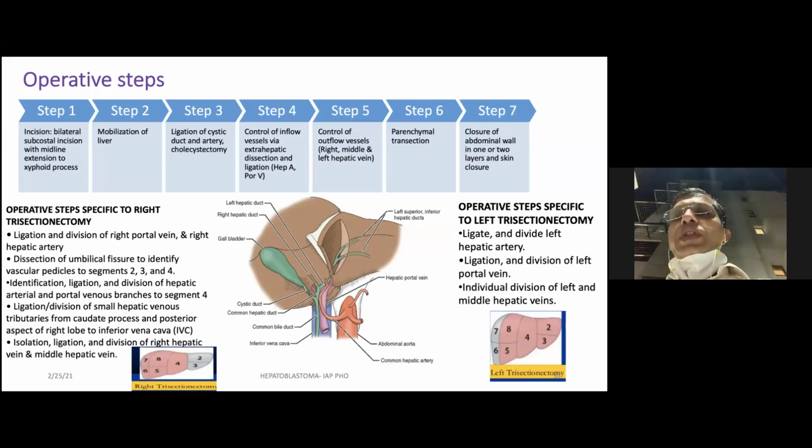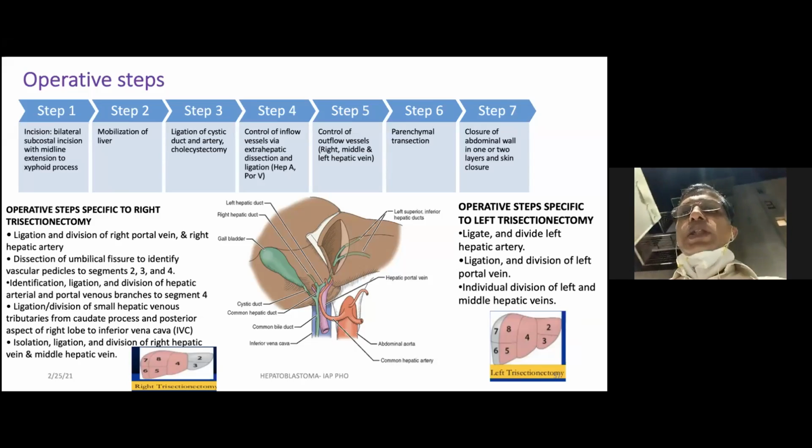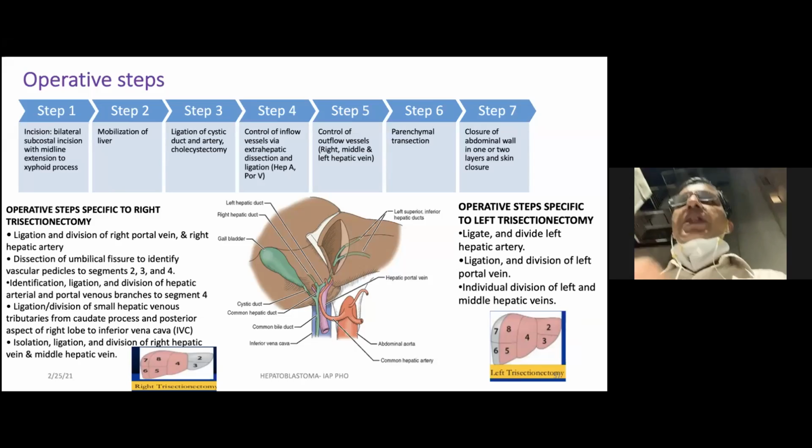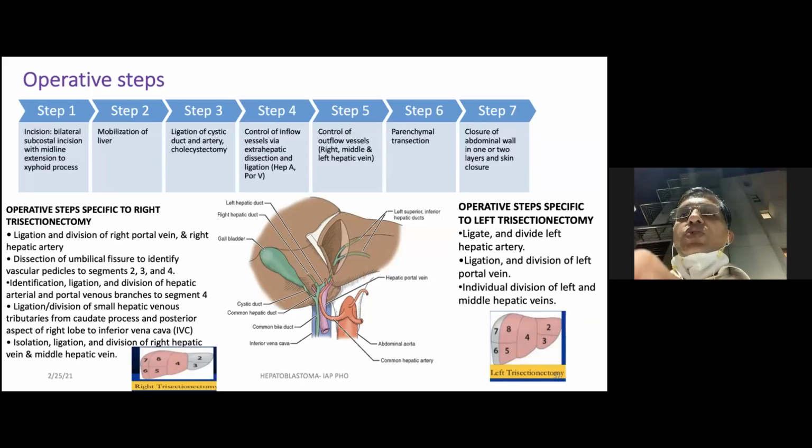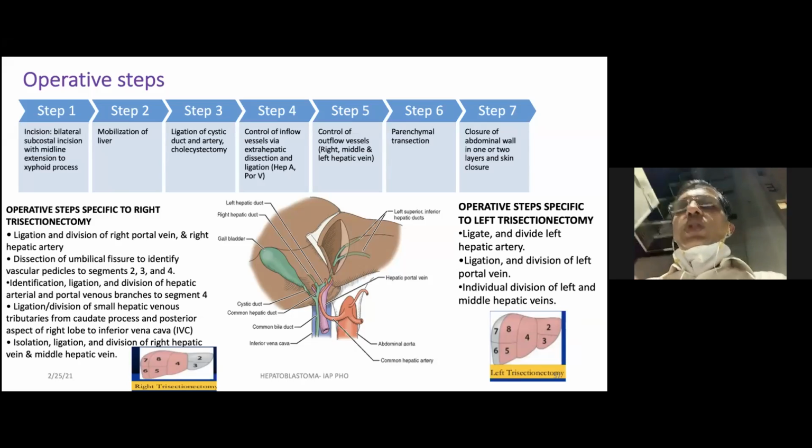But what do we do in trisectionectomy? Supposing we are doing a right hepatic trisectionectomy, we ligate the right hepatic artery, the right cystic duct, the right portal vein, and the right hepatic vein. Once you do that, along with that, you ligate the middle hepatic vein also.